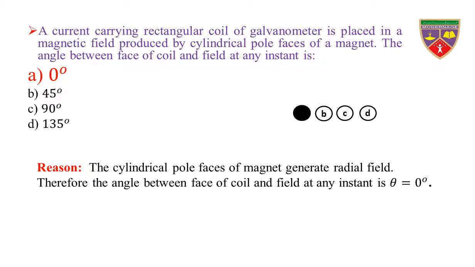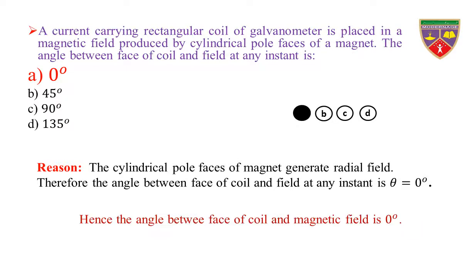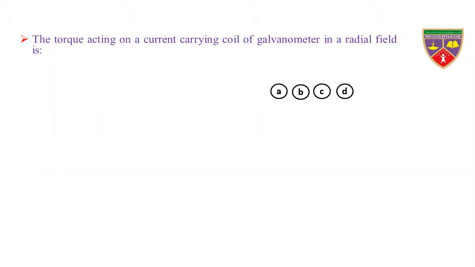Reason. The cylindrical pole faces of magnet generate radial field. Therefore, the angle between face of coil and field at any instant is theta equal to 0 degree. Hence, the angle between face of coil and magnetic field is 0 degree.